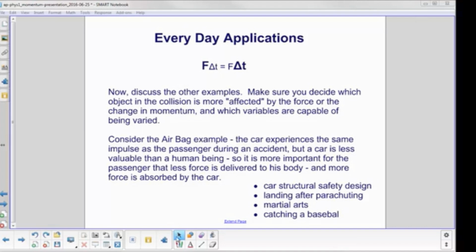So again, for the airbag, the car experiences the same impulse as the passenger during an accident. But a car is much less valuable than a human being. So it is more important for the passenger that less force is delivered to his or her body and more force is absorbed by the car. So here are the examples that we didn't talk about here that you can now think about, research, discuss, and that'll be quite interesting.